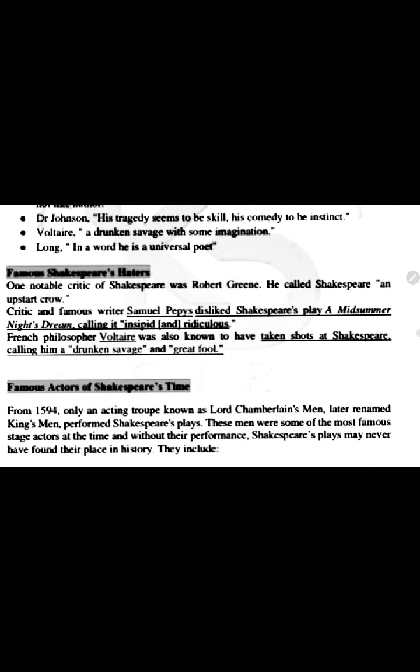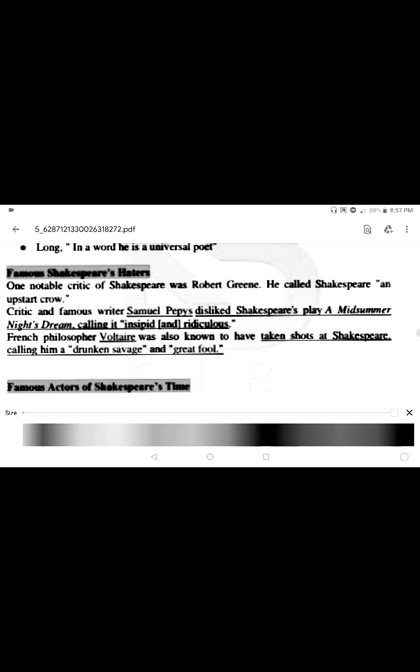Some famous Shakespeare haters. One notable critic of Shakespeare was Robert Greene. He was a hater of William Shakespeare and called him an upstart crow. Critic and famous writer Samuel Pepys disliked Shakespeare's play A Midsummer Night's Dream, calling it insipid and ridiculous. French philosopher Voltaire also took shots at Shakespeare, calling him a drunken savage and great fool. So, the three most important haters of Shakespeare: Robert Greene, Samuel Pepys, Voltaire.